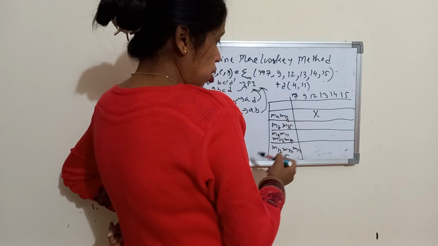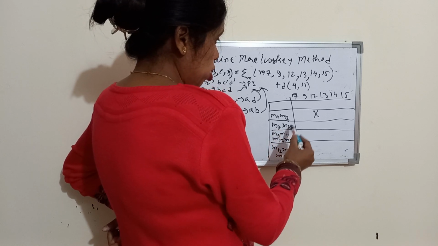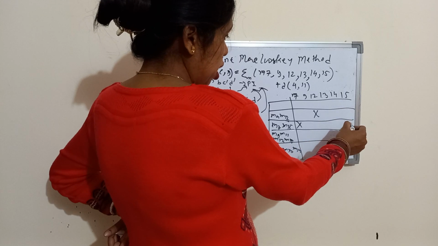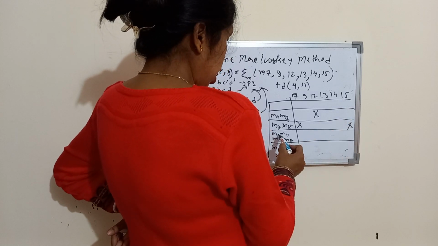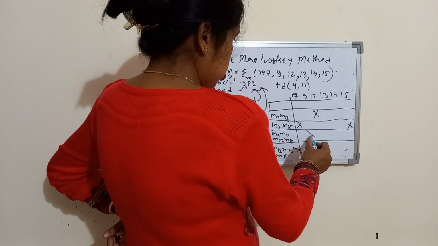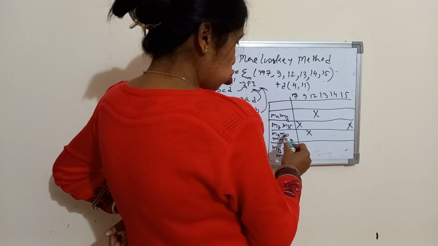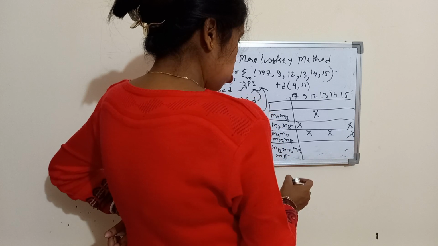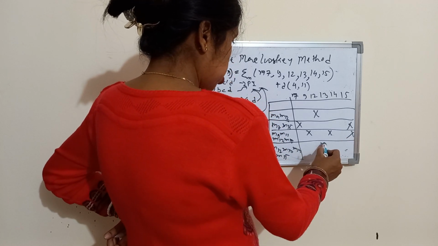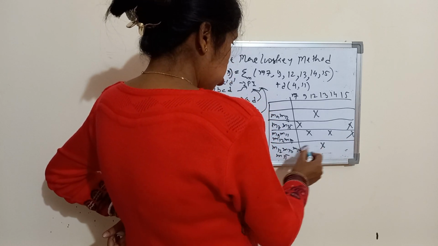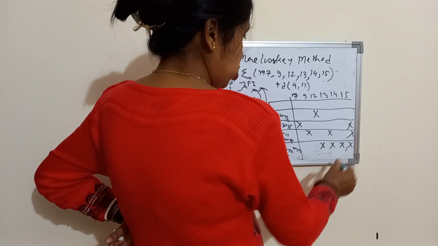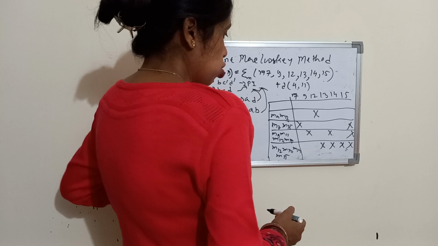Under the M12. Now M7, M15. Under the M7 I have put a cross mark, and M15. Then M9, 11, 13, 14. 9, 11 is not required. 13, 15. Okay, now 12, 13, 14, 15. Right, got it.